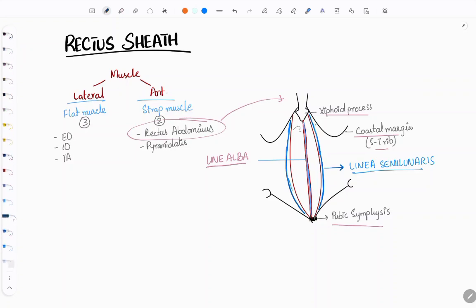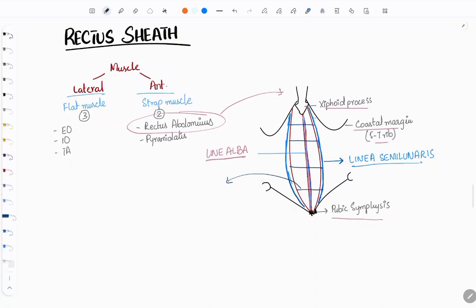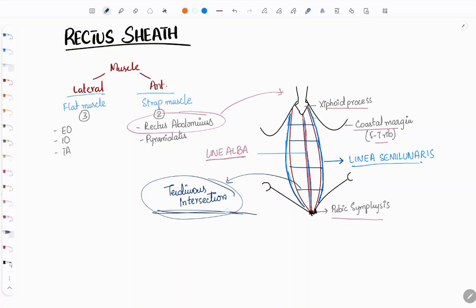The rectus abdominis is divided into distinct segments by fibrous bands or intersections known as tendinous intersections. The rectus abdominis consists of vertical fibers, and these fibers are divided into distinct segments by the tendinous intersections. What is linea alba? Linea alba is the fibrous band that divides the rectus abdominis into two halves, and the lateral curved margin of the rectus abdominis is known as the linea semilunaris.